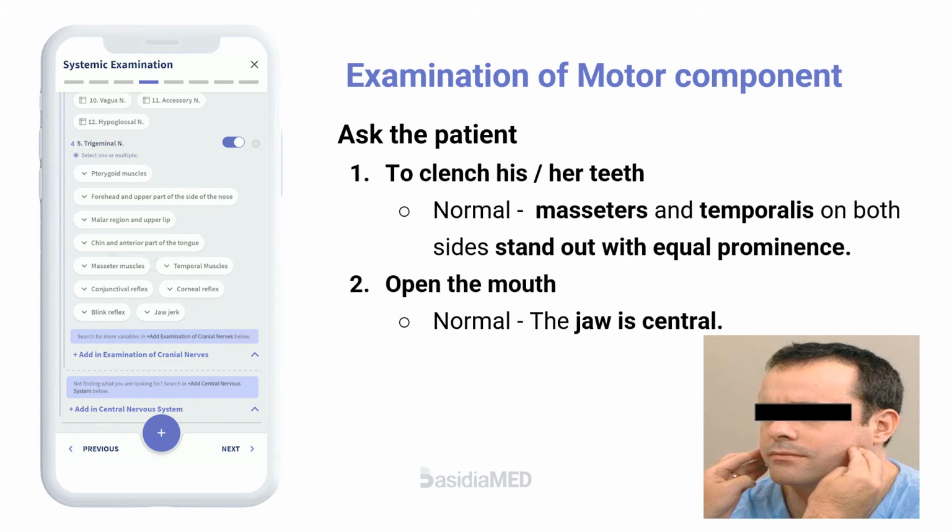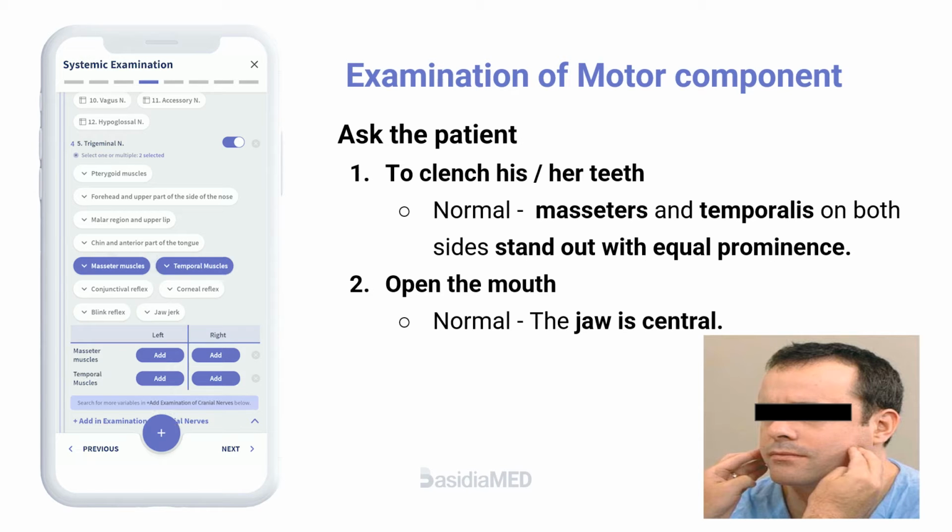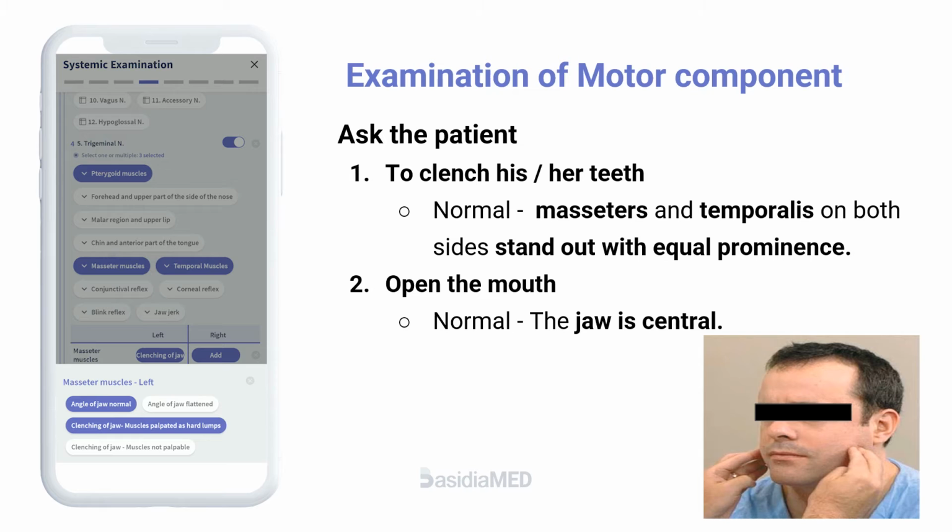Assessment of motor component of the trigeminal nerve. First, ask the patient to clench the teeth. Normally the masseters and temporalis on both sides stand out with equal prominence. If there is paralysis on one side, the muscles on that side do not become prominent.